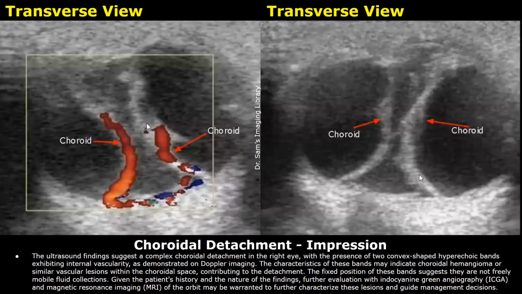Given the patient's history and nature of the findings, further evaluation with indocyanine green angiography and MRI of the orbit may be warranted to further characterize these lesions and guide management decisions.